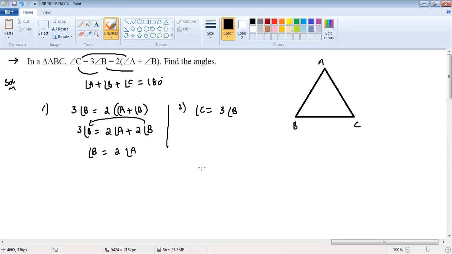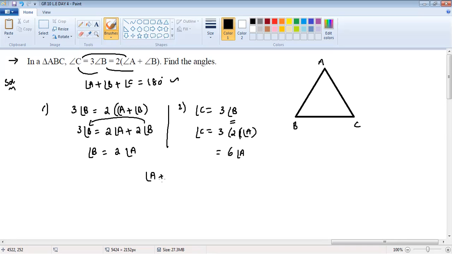Are you clear, ma? Yes, sir. Then from here, angle C is equal to 3 into angle B, which means 2 into angle A, right? So shall we write 2 into angle A? Yes, sir. Then we'll write 6 angle A, right? Yes, sir. So the sum of the angles is 180 degrees.